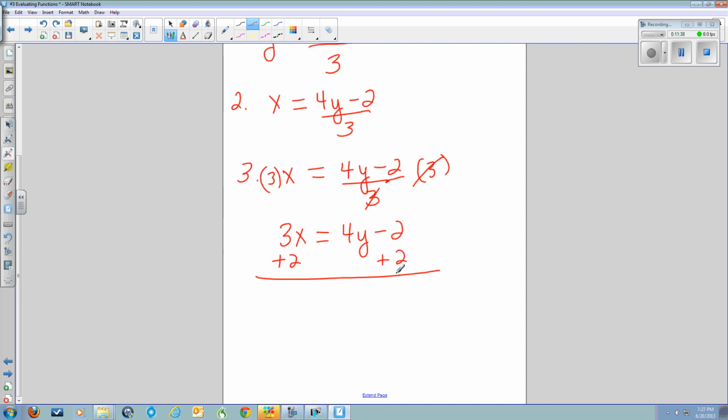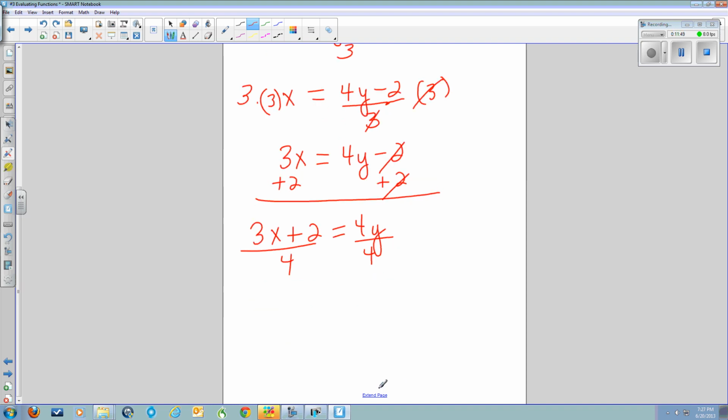Keep in mind these are not like terms, so I have 3x plus 2 equals 4y, because the 2's on the right canceled. And now I want to divide each side by 4. So I end up with y equals (3x plus 2) over 4.